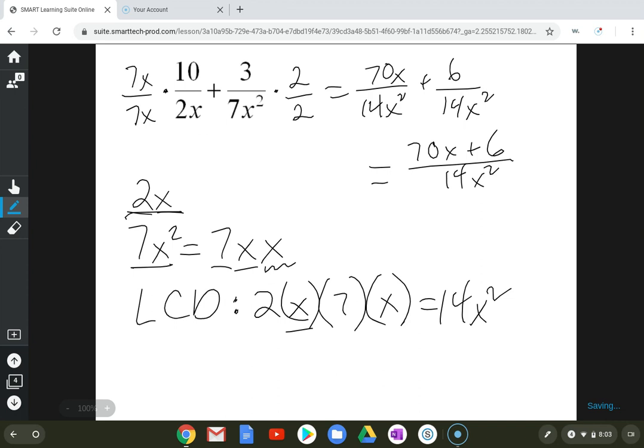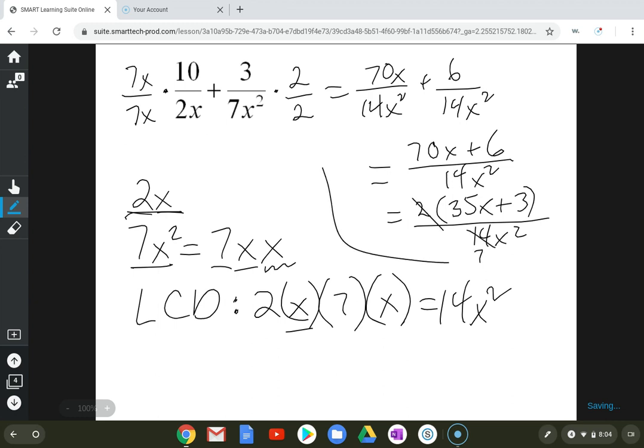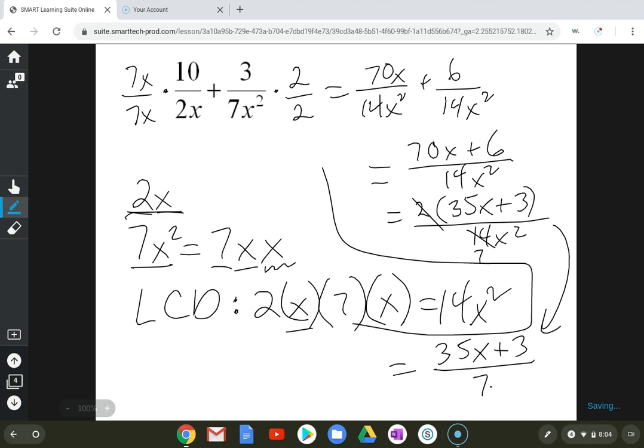Now, I can actually pull out a common factor here, a GCF on the top of 2. So if I rewrite this as 2 times 35x plus 3 over 14x squared, I can cancel this 2 with the 14. And my final answer, which I'm going to put down here, is 35x plus 3 over 7x squared. That is all you can do.